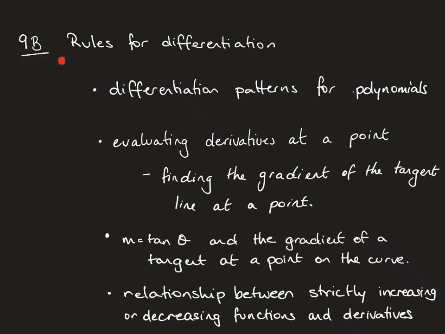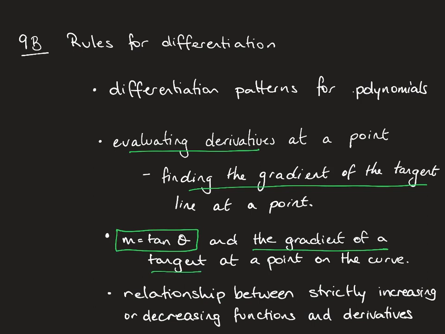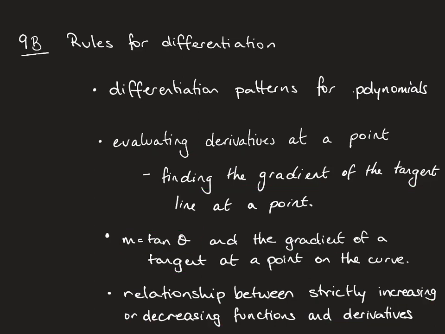In a previous video for 9b, we looked at differentiation patterns for polynomials. In this video, we're going to evaluate derivatives at a point, which means we're actually going to be finding the gradient of the tangent at a particular point. We're going to look at the formula m equals tan theta, and we're going to relate it to the gradient of the tangent at that point. And then finally, we're going to look at the relationship between strictly increasing or decreasing functions and derivatives.